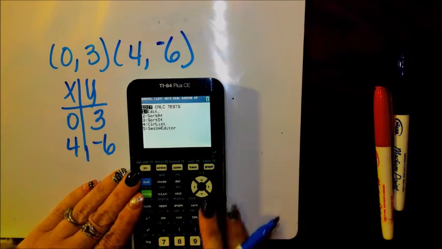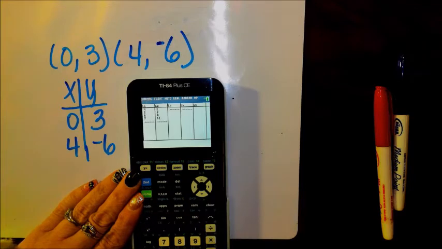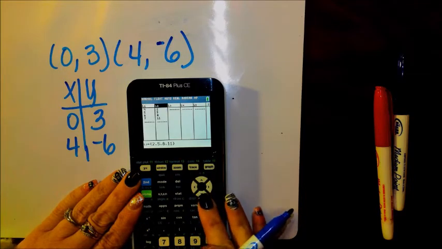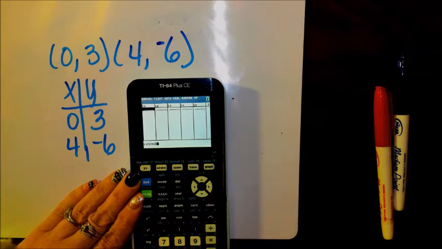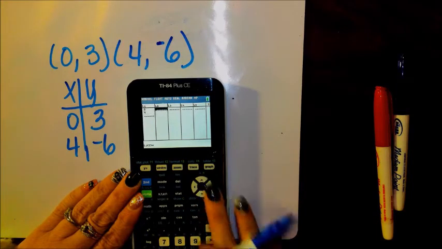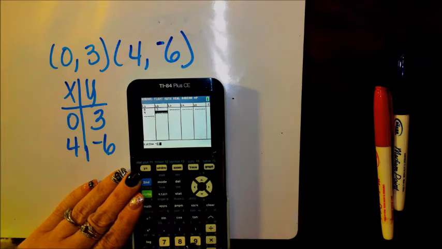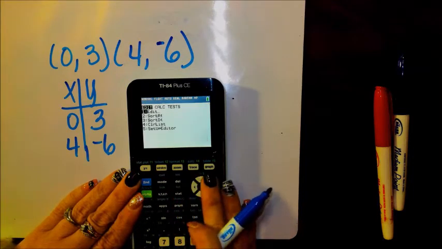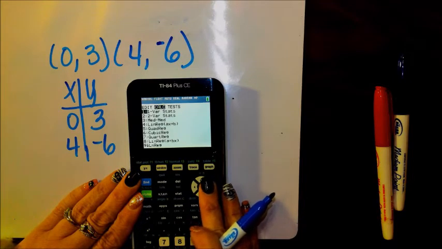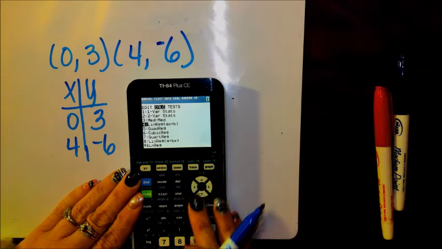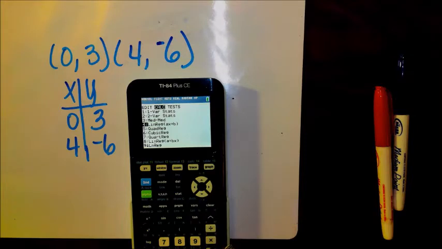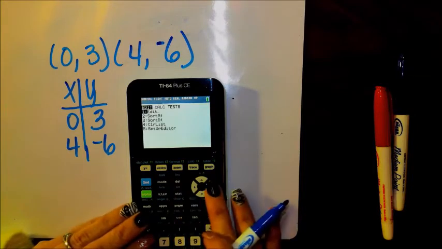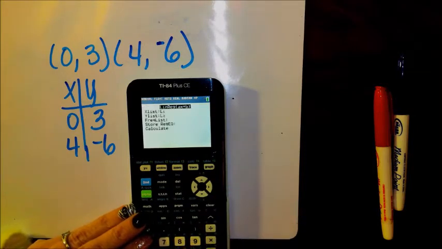So stat, edit. Remember, go up to the top, hit clear, and then move down. 0, enter, 4, enter, 3, enter, negative 6, enter. So go back to stat, but now I want to calculate it. Always go down to number 4. Give you a second to get caught up. Stat, calculate, number 4. Enter a bunch of times. Let's see what it says.